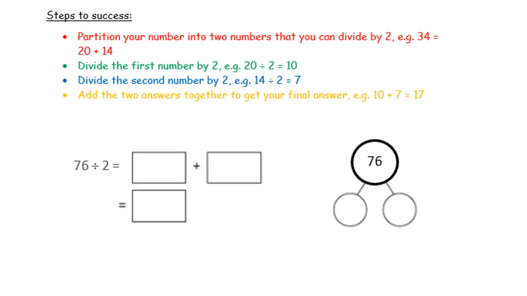Moving on to another example, you've got 76 here. Okay, so two numbers that we know we can divide by 2. I know I can do 60 divided by 2 because I know that 6 divided by 2 is 3, so 60 divided by 2 would be 30. And then you've got 60 plus 16 is 76, okay? So 60 divided by 2 is 30, and then 16 divided by 2 is 8. So now you've got 30 plus 8 is 38.